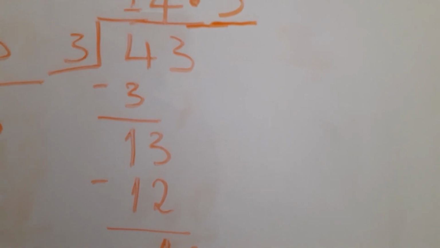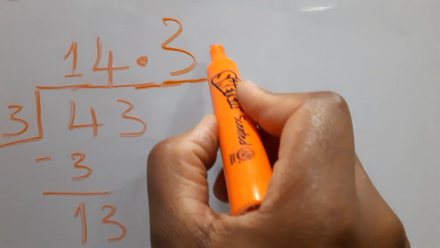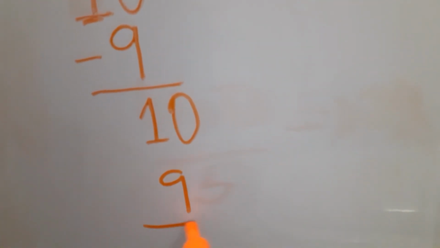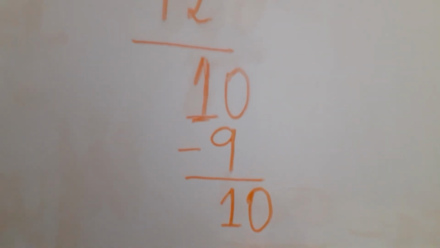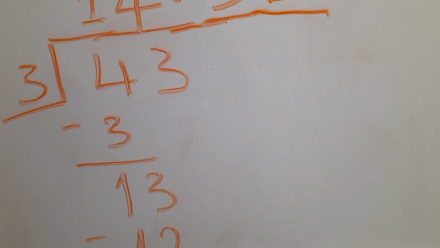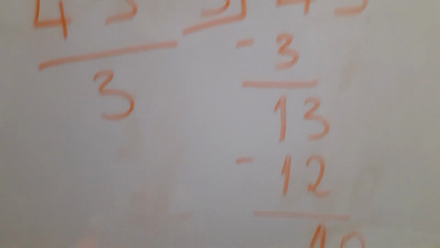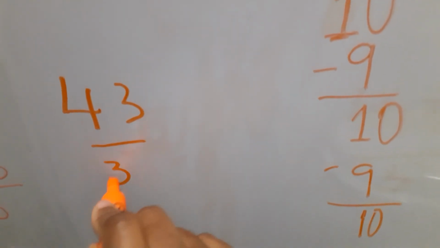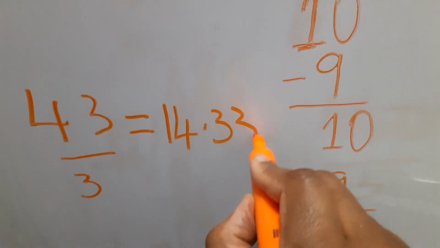So we add another 0. And we know that 10 divided by 3 again is 3. So we add another 3. And then 9. So we can keep on going on and on, but we're going to stop here. So we round this up and we will have 43 divided by 3 equals 14.33.